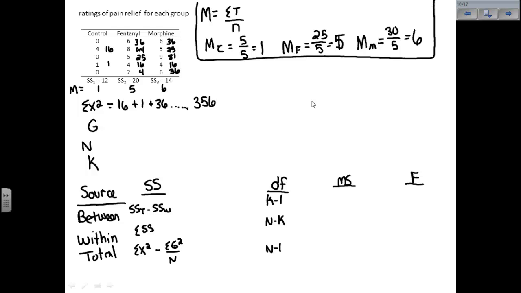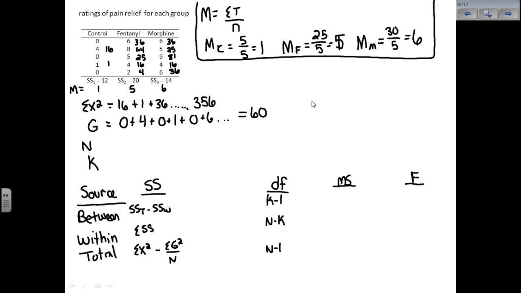Now I need to find G. G, grand total. So 4 plus 1 plus 6 plus 8 plus 5 plus 4 plus 2 plus 6 plus 5 plus 9 plus 4 plus 6. Whew! So if you add all those together, and I'll start showing you those calculations. 0 plus 1 plus 0 plus 6, all the way. You end up with a G of 60.